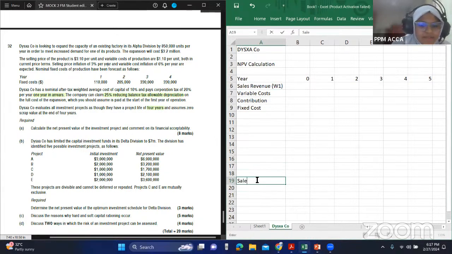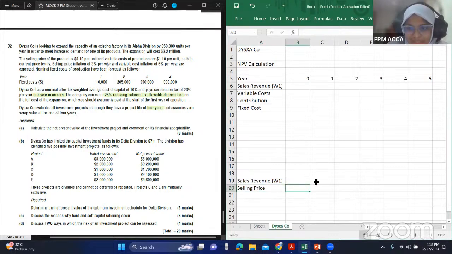So let's leave some space here and say sales revenue working 1. So what are they saying here? They are saying currently it is 3.1 per unit, the selling price. Okay, the selling price is 3.1 per unit, but it is going to inflate by 3%. So let's see in year 1 what it will be, year 2, year 3 and year 4, because the operations are for 4 years.